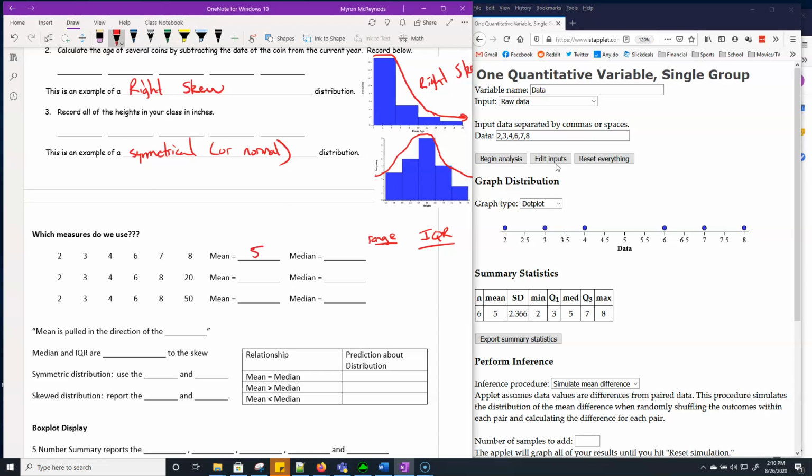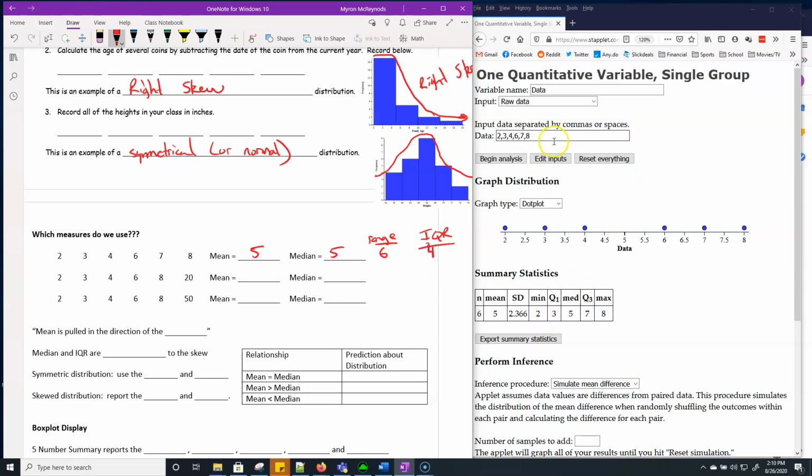Mean is 5. Median is 5. Range would be 8 minus 2, which is 6. It's biggest minus smallest, 6. And IQR is going to be Q3 minus Q1. So it's 7 minus 3, which is 4.